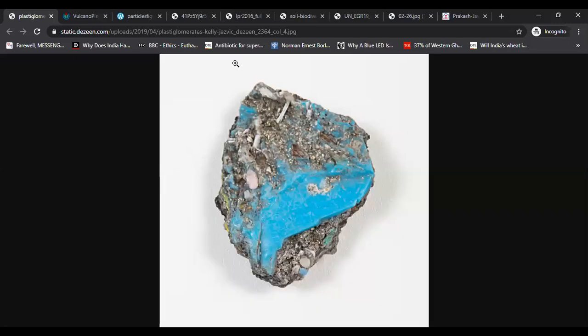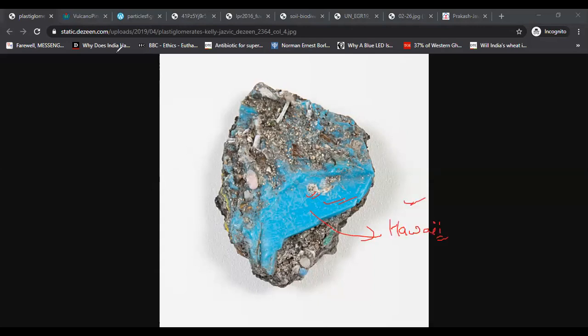So this is plastiglomerates. Hope you can see it. So here there is a scenario where plastic is mixing with molten lava or different other particles. So plastic plus molten lava plus other materials. So that is plastiglomerate. It was found on Hawaii. And that plastic crust was found in a Portuguese archipelago. Now what else? Now let's talk about something else.